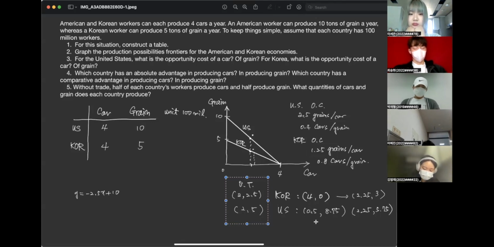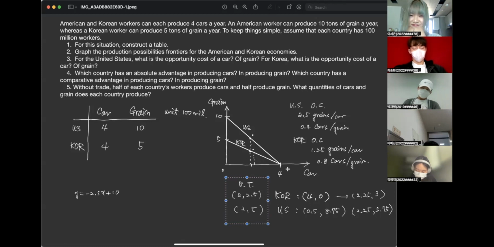So I think that at 0.5, the US just produces 0.5 cars. Yeah, can we divide the cars as 0.5? Sure, we are missing like 100 million, so it is not a very bad assumption. So I am just using 0.5, but that is 50 million cars of production you can think of. And then at that point, 0.5, how many grains can it produce?